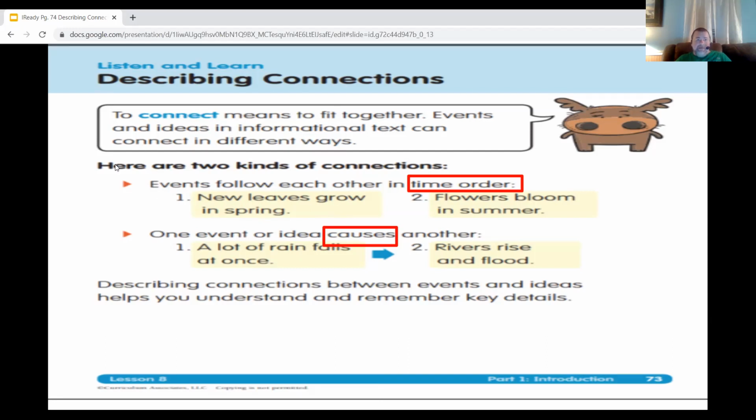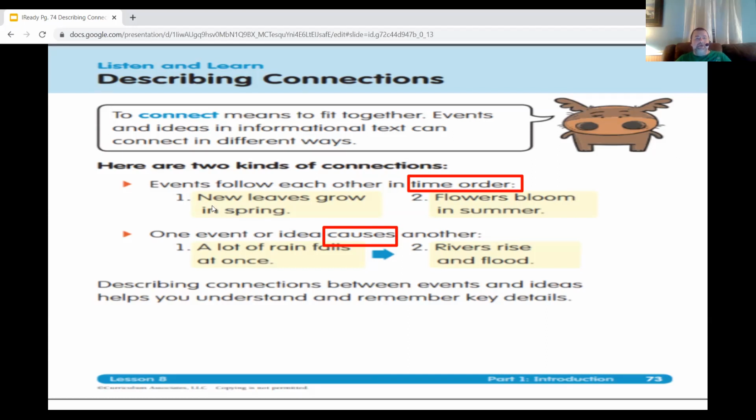Two types of connections that we're going to look at today. The first one, events follow each other in time order. I want you to take out your pencil and draw a rectangular box around the words time order. This lets us know time order means a sequence of events. Something's going to happen first, then next, and so on and so forth.